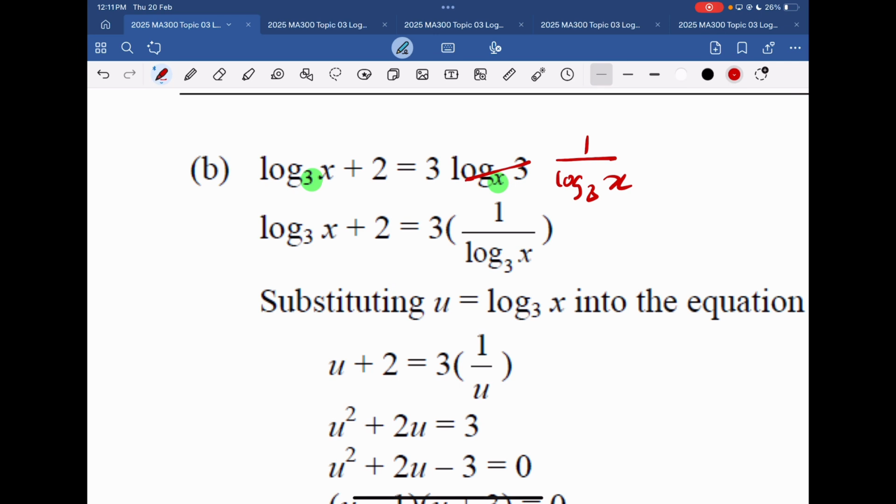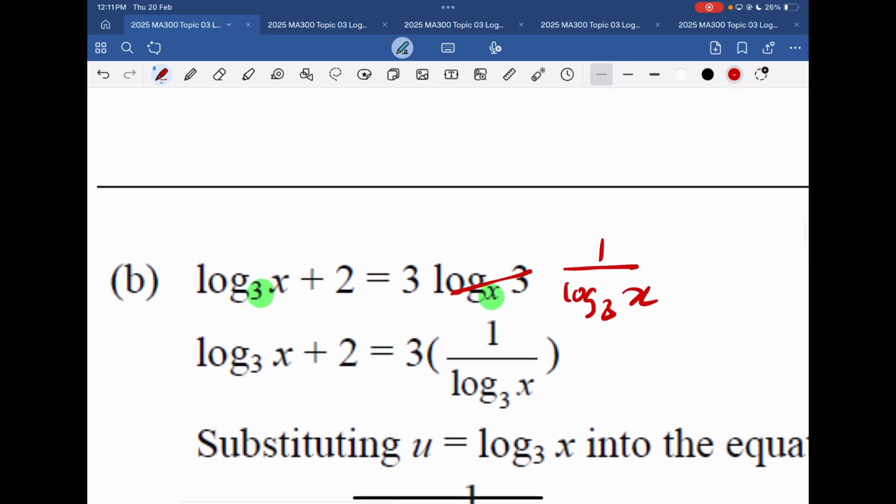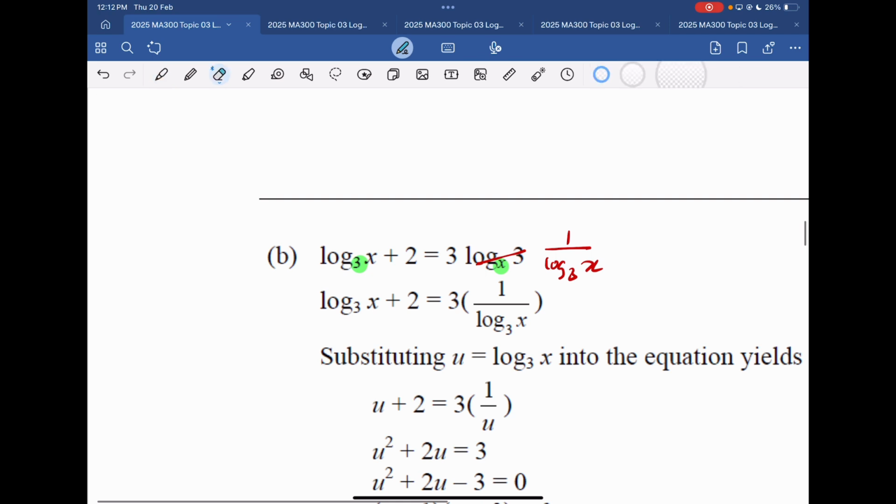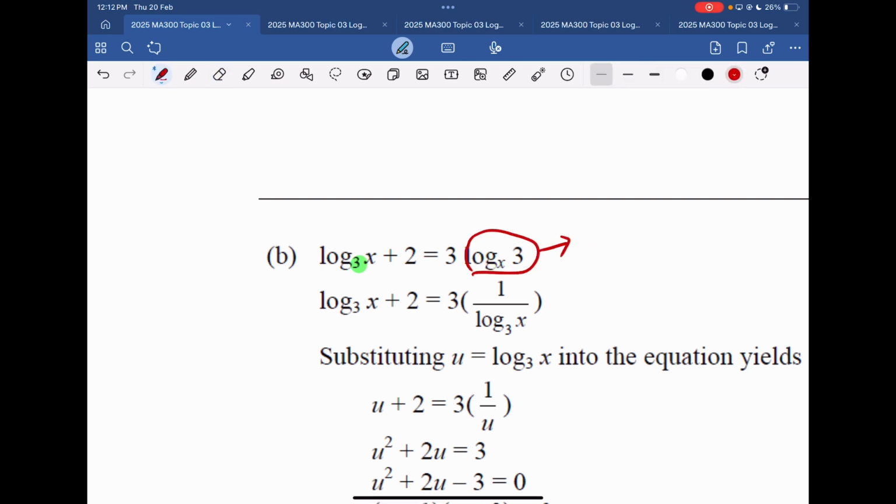Why? Because if I change to base x, the base is unknown, then it's very hard to find. Home is where the heart is. Your base is where the heart is. If I give you an unknown base, it's like, Joshua, I want you to go home now, but you don't know what your address is. You will be lost. You understand? So that's why I want the base to be the same. So I change to 1 over log 3x. Anyone do not understand why?